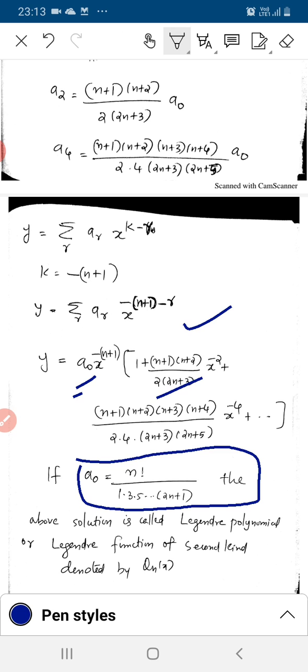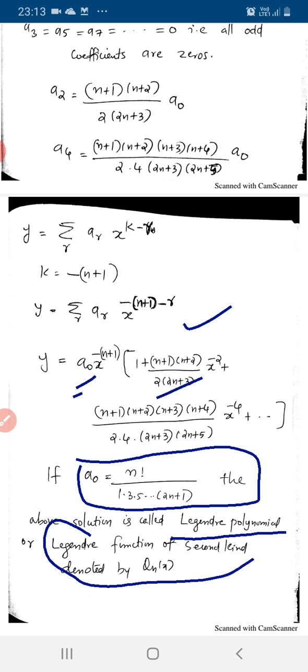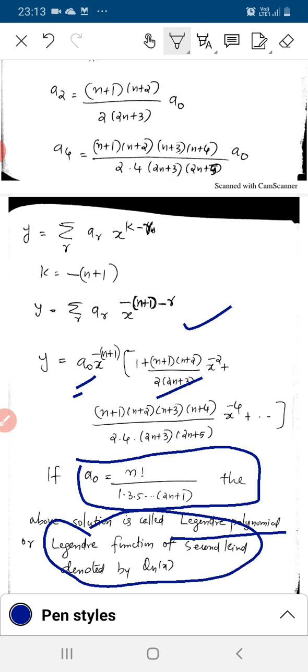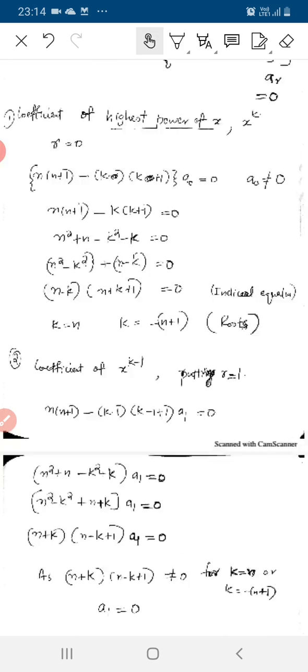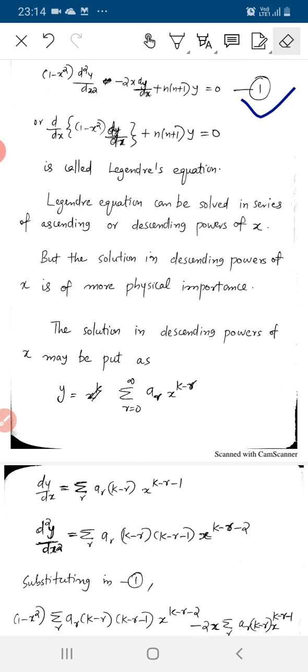And if that a0 is n factorial over 1 into 3 into 5 into 2n plus 1, the above solution is called the Legendre function of the second kind, denoted by Qn of x. So we have seen the series solution of the Legendre equation. We get two solutions, Pn of x and Qn of x, the Legendre function of the first kind and the second kind.